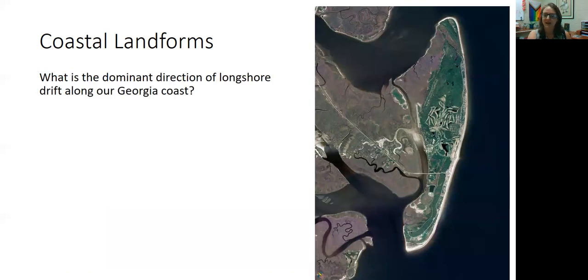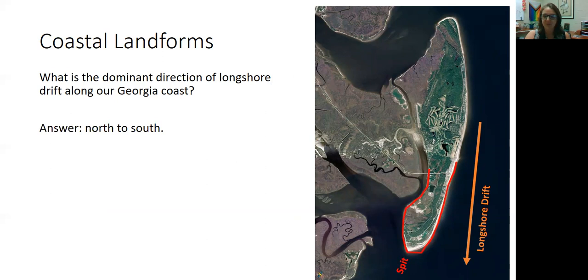So this is Jekyll Island on our coast. And remember, the spit is formed in the direction of longshore transport. So what is the dominant direction of longshore transport on our Georgia coast? We're looking at this. The part of the island that looks most spit-like is to the south, which means that the longshore transport is from north to south, which means that predominantly waves come in from north to south along our coast. And this is true for the entire southeast coast. Predominantly, the longshore drift is from north to south.